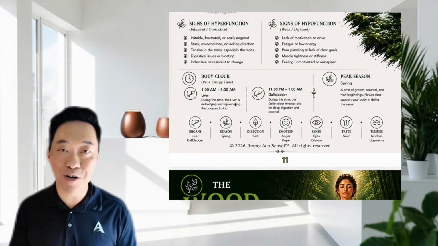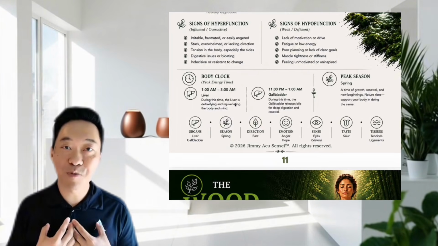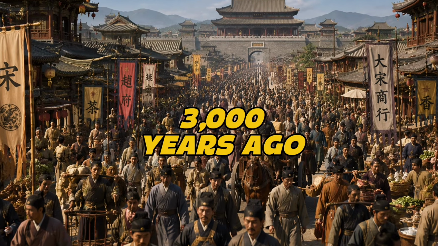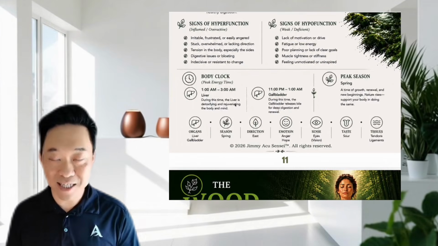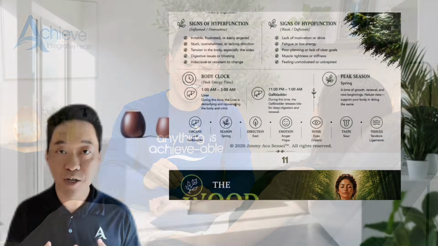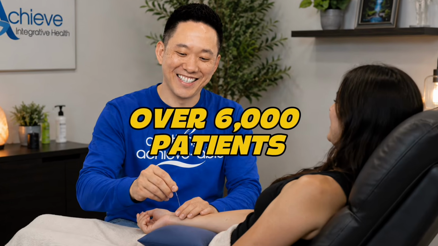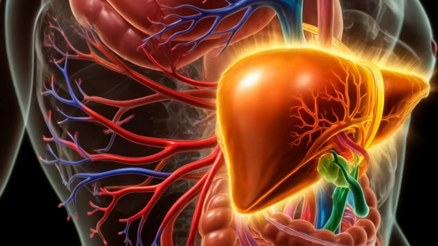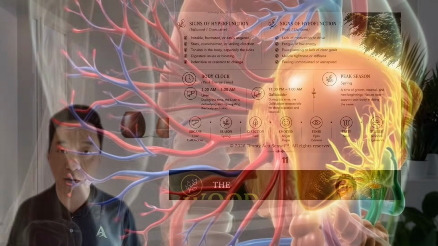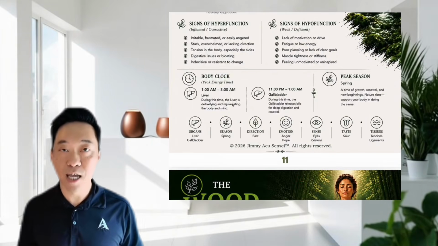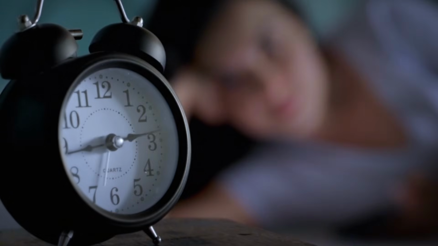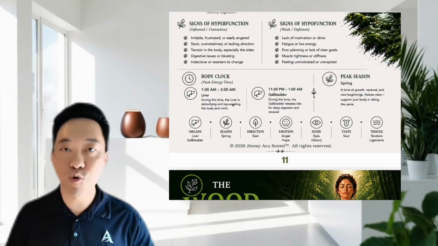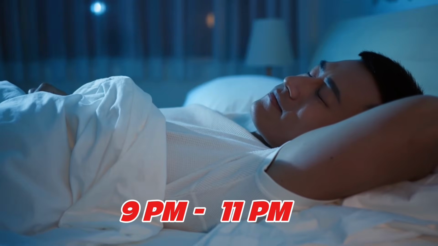I know many people are going to argue with me, and that's okay. I'm just presenting the data. This is information from 3,000 years ago, and it's also data from what I've observed treating over 6,000 patients. During this time, the liver is detoxifying and rejuvenating the body and mind between 1 to 3 a.m., right? So if you don't go to bed till 2 a.m., you're screwing up your liver function. I can tell you that. Our bodies were built to go to sleep 9 to 11 p.m.